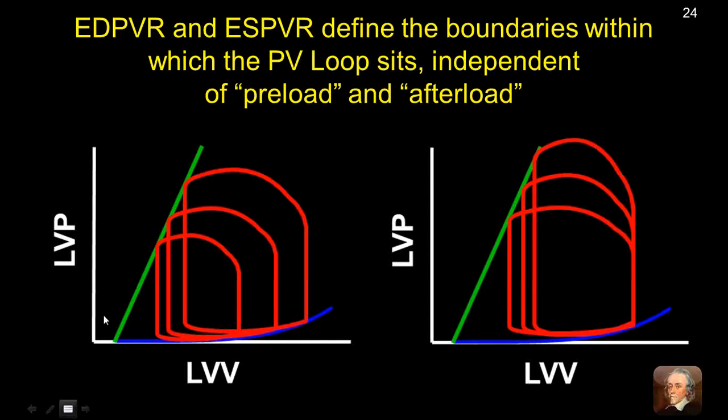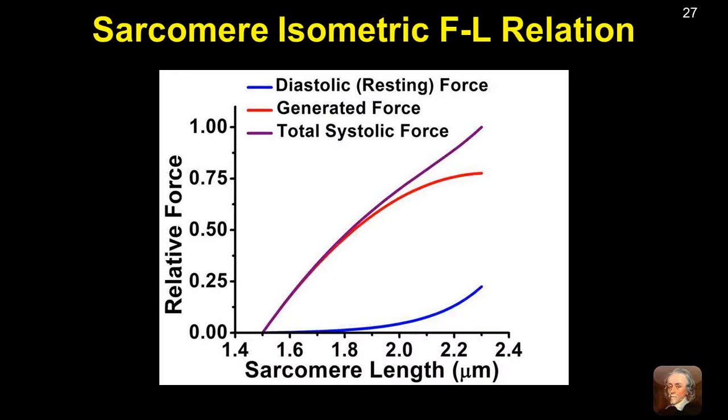This one on the left showing changes in preload, and this one on the right showing changes in afterload. Let's just go a little bit deeper into the concepts preload and afterload. And again, just to remind you that the basis for these relationships, both in systole and diastole, are found in the sarcomere.